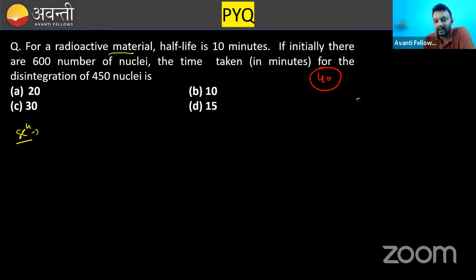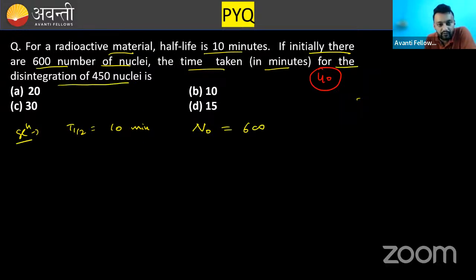For a radioactive material, half-life is 10 minutes. When you are starting the question, in this type of question, I have not said that for every question you need to write down the data. No. But for this chapter, you need to write down the data. That is T half is equal to 10 minutes. If initially there are 600 nuclei, whenever they are saying initially, it should first come in your mind that N naught is 600. Very good. The time taken, they are asking in minutes. That means we don't need to convert it.